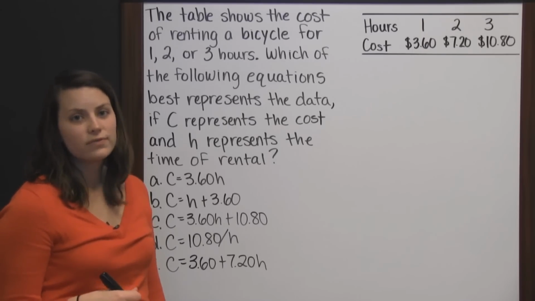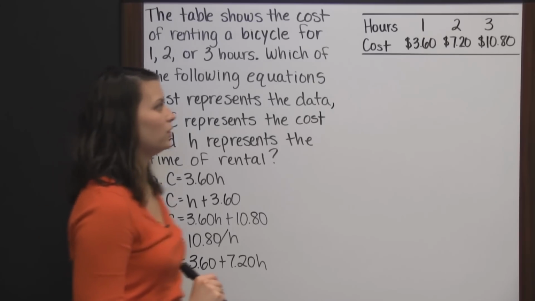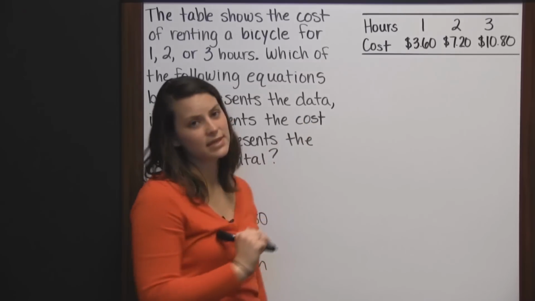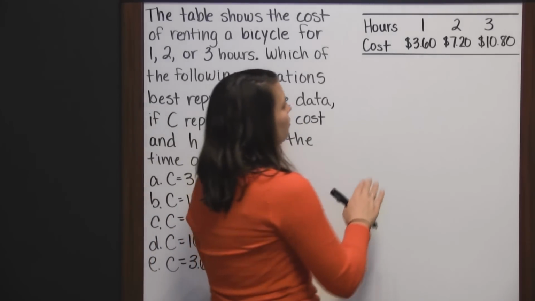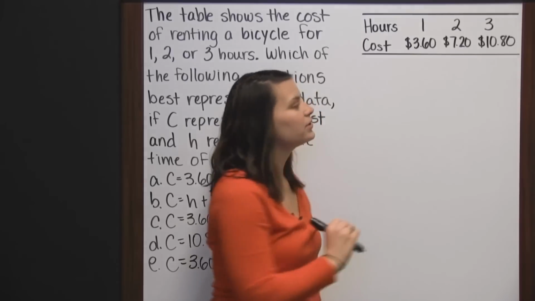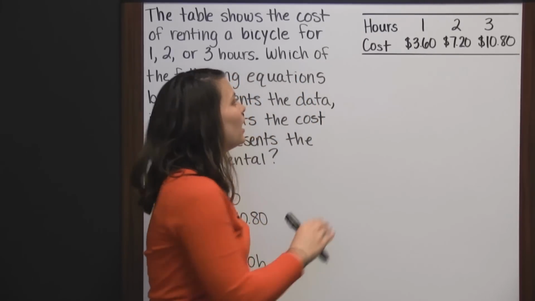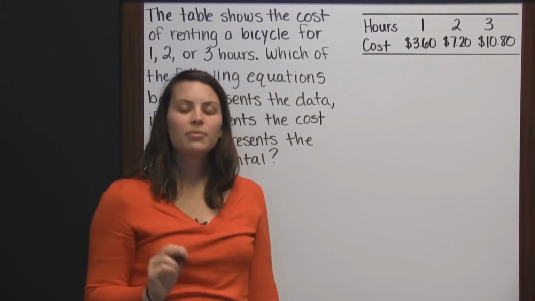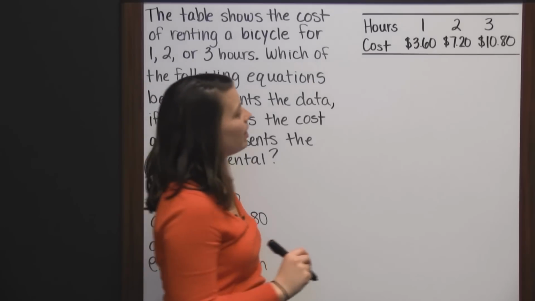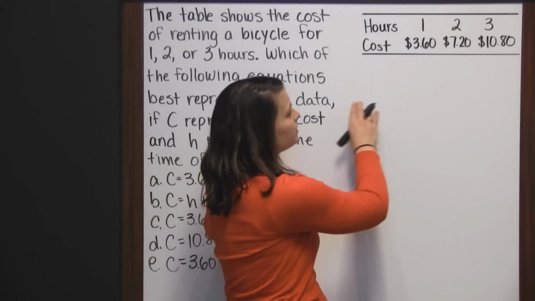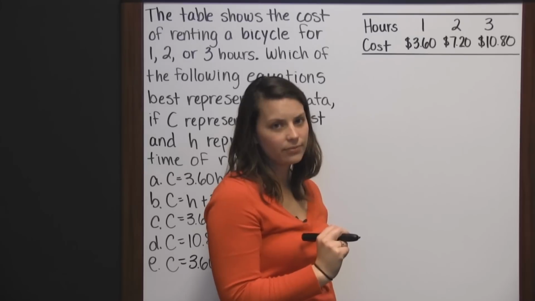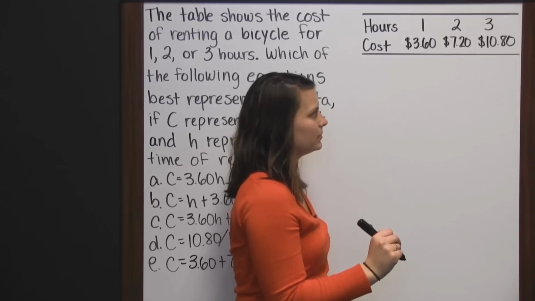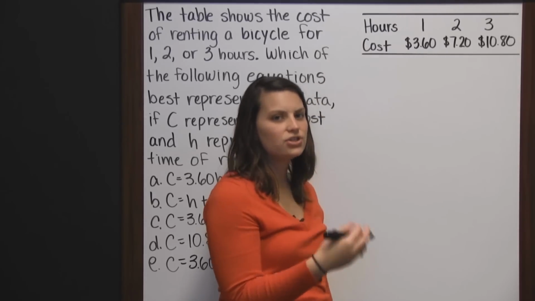However, I'll show you how to solve this problem if it weren't multiple choice. So we're going to write our own function rule using the data. First, looking at hours and cost, your cost is dependent on the number of hours you rent the bike. Cost then is the dependent variable, and I want to focus on my dependent variable and see what kind of changes are happening.